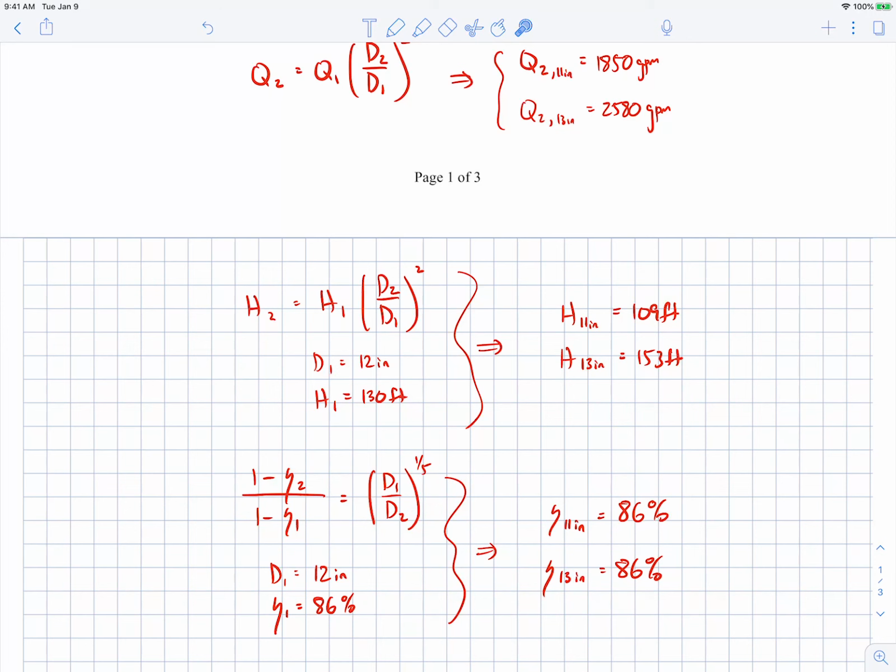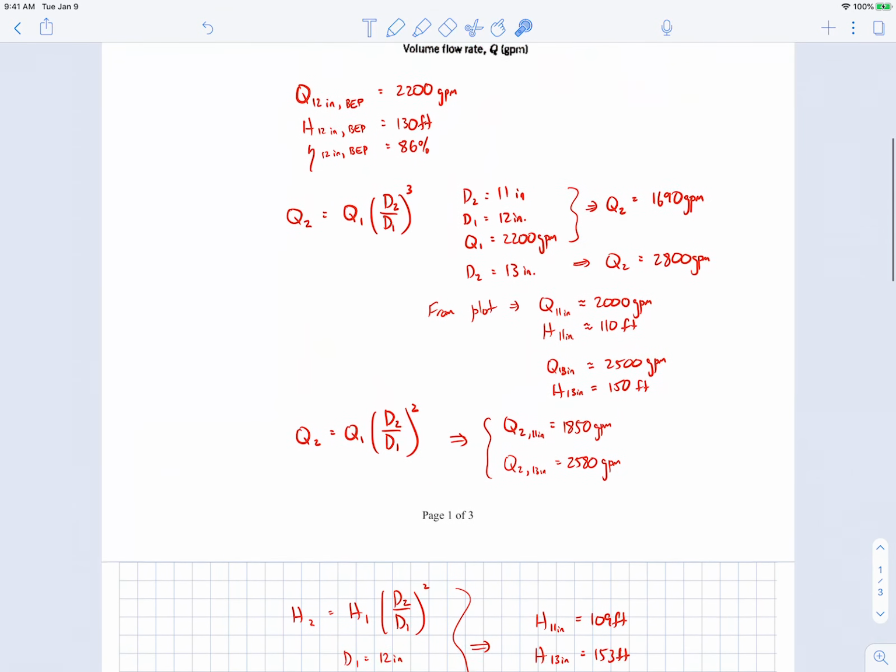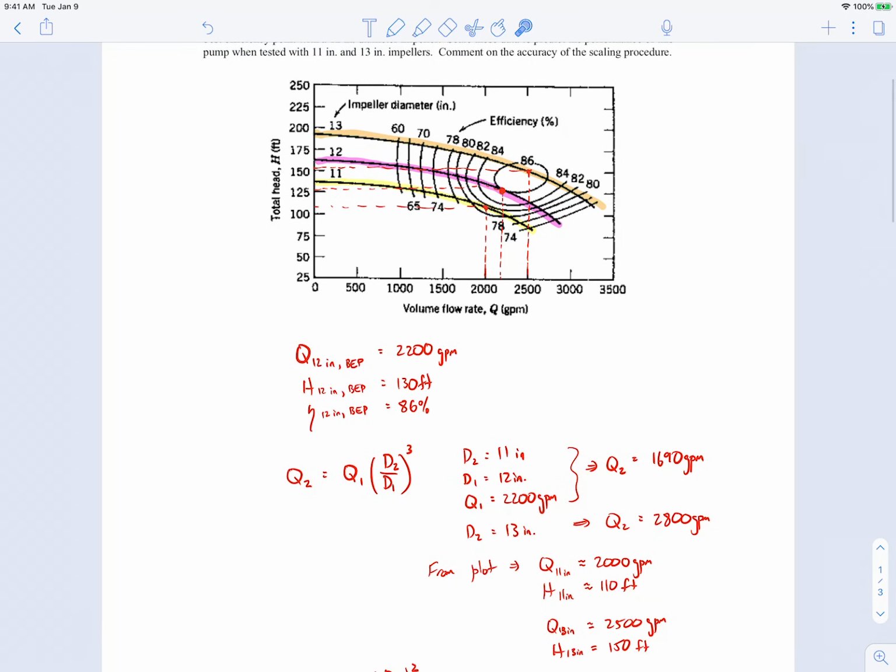Okay, so anyway, I just wanted to show you how these scaling rules work and then just compare them to some actual data where we do know the performance at different impellers, just to have something to compare against. All right, we'll go ahead and end it there.